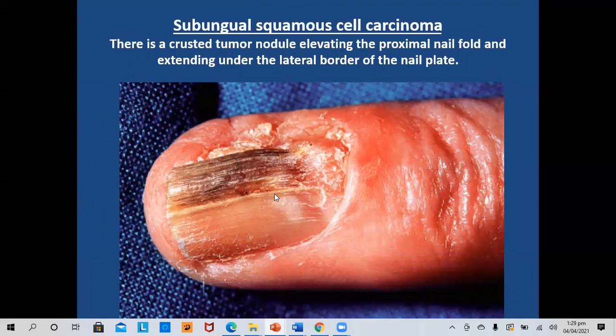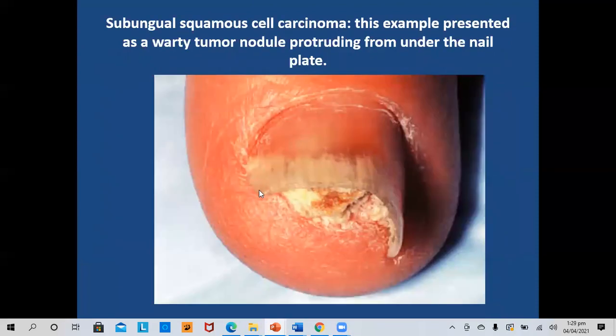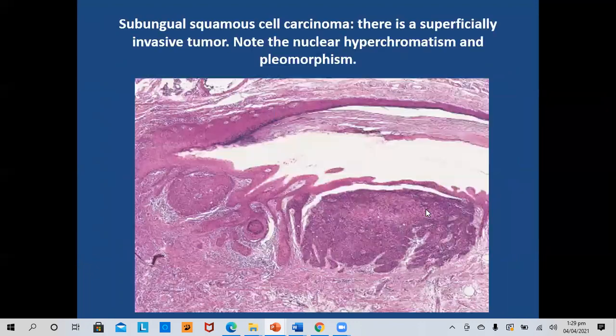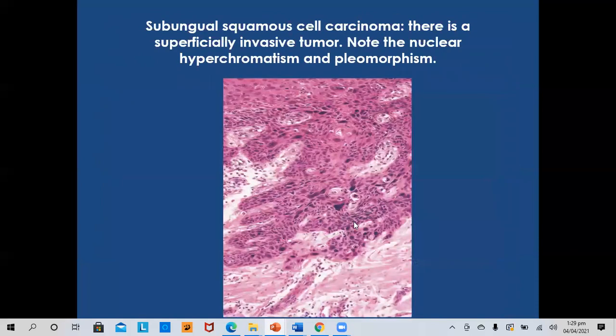Subungual squamous cell carcinoma. These are crusted tumors elevating the proximal nail fold, resulting in gross destruction of the nail. Warty tumor nodule, then nodule formation with ulceration and scarring. Histology shows a typical feature of dysplastic or malignant squamoid cells, which are infiltrating the deep dermis.